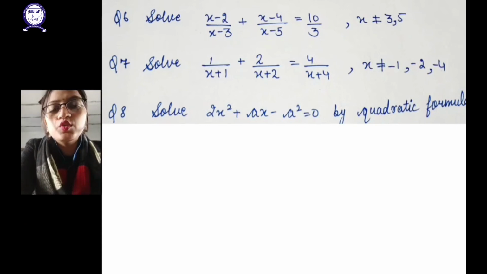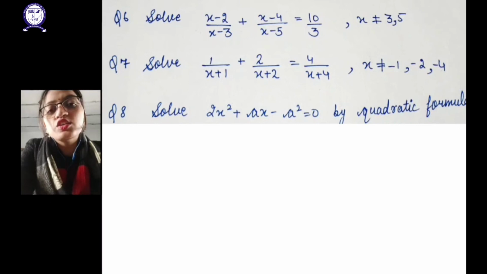In the previous video we did 5 questions based on the factorization method and the general form. Now the question number 6 is x minus 2 upon x minus 3 plus x minus 4 upon x minus 5 equals to 10 by 3. Okay, again a very simple question, same as the example.